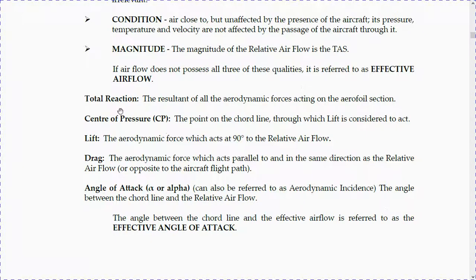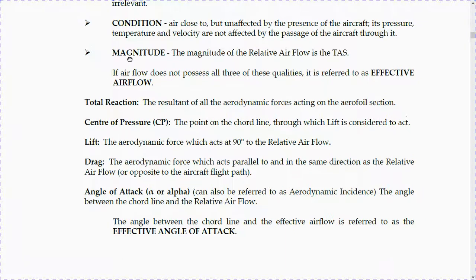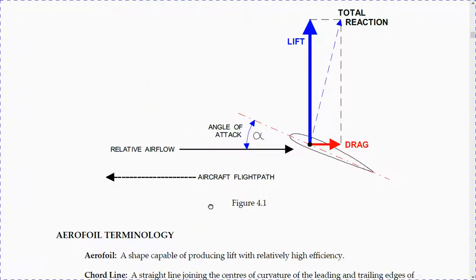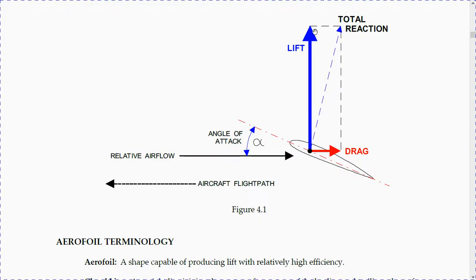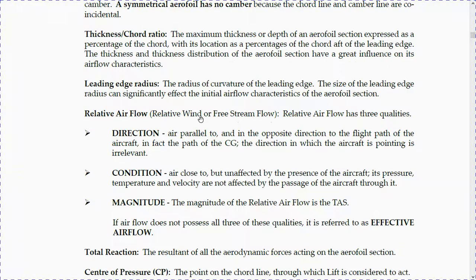Here we have total reaction, the resultant of all the aerodynamic forces acting on the airfoil section. We will talk about it before. Total reaction: lift is going this way, but drag is going this way, so the total reaction will be like this. If this would have been much bigger, total reaction would have been this way, so not creating much lift.